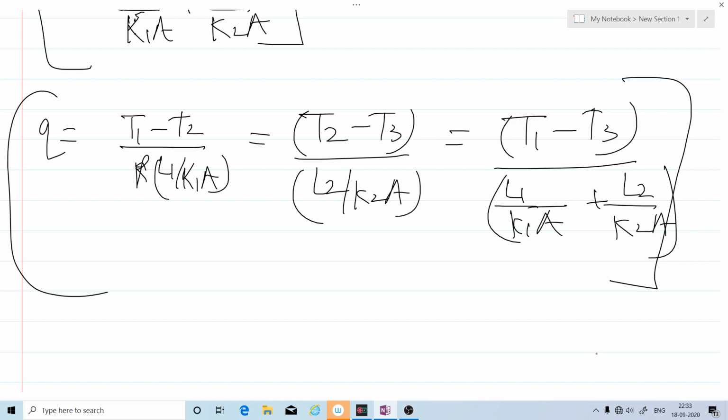That means in a composite slab there is conduction through the body, and on the left and the right face of the complete composite slab there will be convection. So there it will be a combination of convection and conduction heat transfer in a single case.